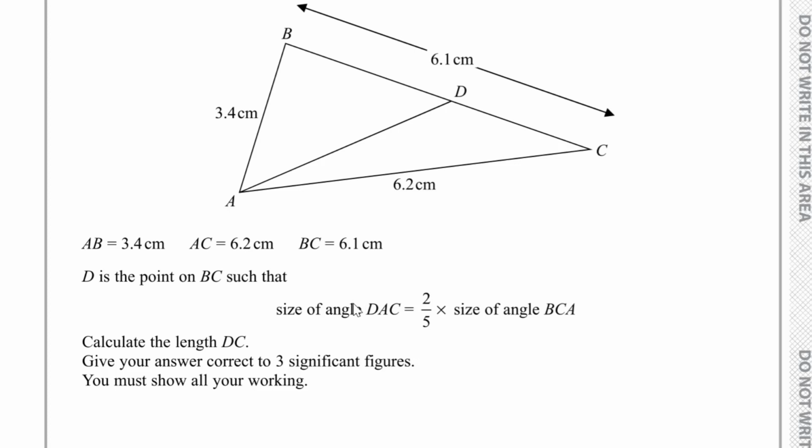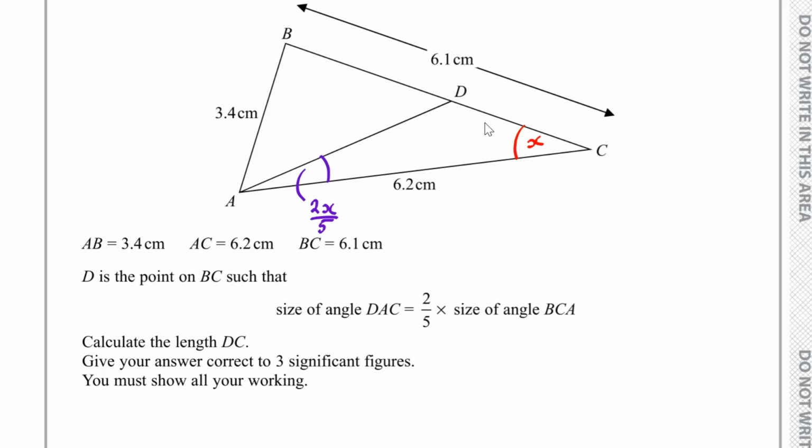We have over here DAC, that's this angle here, that's equal to 2/5 of BCA, so BCA, that's this angle. So if this angle is X, this angle over here is going to be 2/5 of X. Okay? So hopefully that makes sense. And our job is to find out DC. Okay, well, if I know what X is, I can find out what 2x over 5 is, and then from that I can find out what DC is.